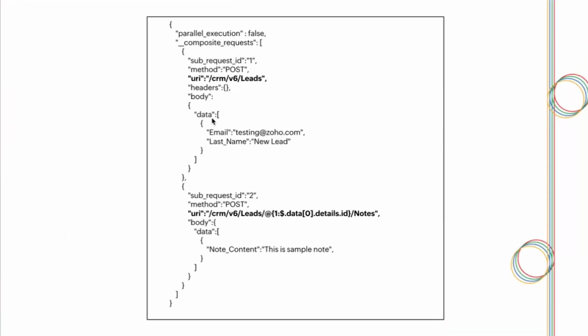See, this is how the input for the composite API looks like. So under composite requests, you have one sub-request to insert a lead, and then you have another sub-request to insert a note to the created lead.